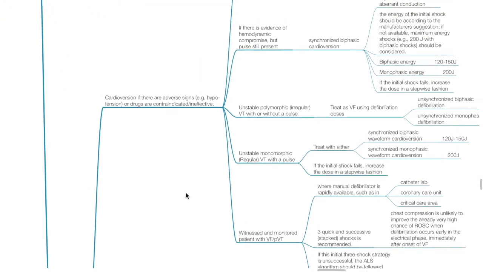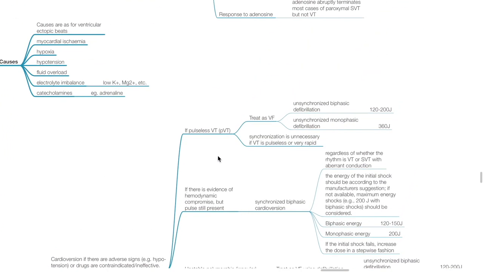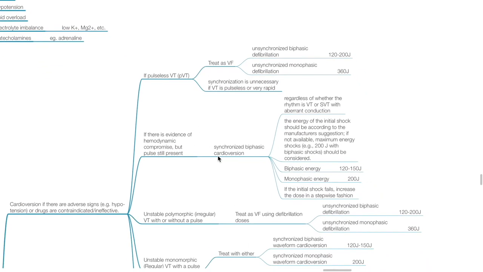Management: cardioversion if there are adverse signs such as hypotension, or when drugs are contraindicated or ineffective. If pulseless VT, treat as for VF: unsynchronized biphasic defibrillation 120 to 200 joules, or unsynchronized monophasic defibrillation 360 joules. Synchronization is unnecessary if VT is pulseless or very rapid.